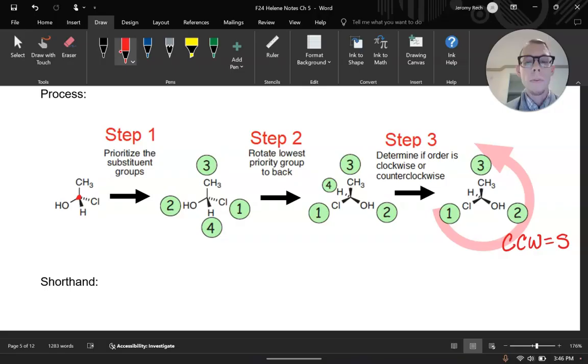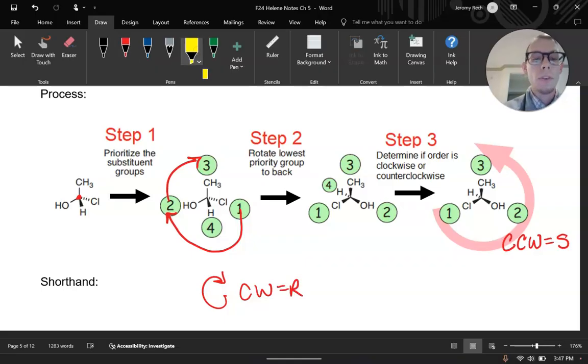So what we will do for our shorthand is we are just going to say, what does this look like in its current arrangement? In order to make our assessment, our fourth group needs to be in the back. But let's just ignore that for a moment and ask, what does it look like in its current state? As I go from 1 to 2 and then 2 to 3, that looks like it's going clockwise. I go from like 4 o'clock to like 7 o'clock, then up to noon. So that looks clockwise, and clockwise would normally mean R.